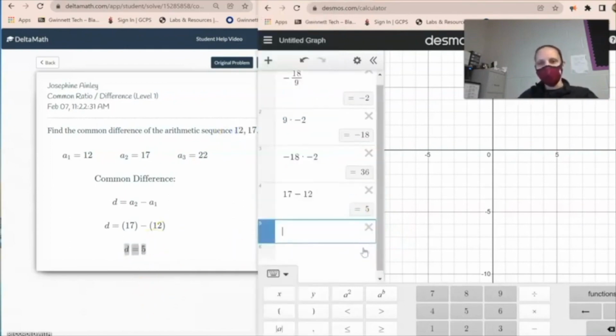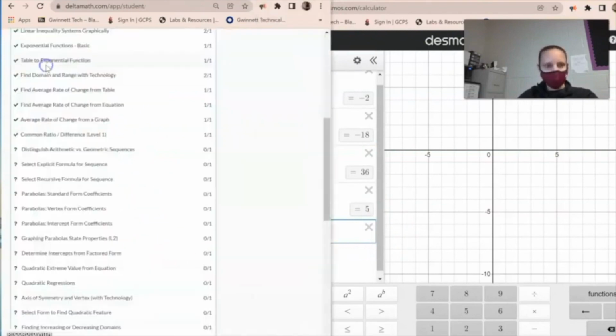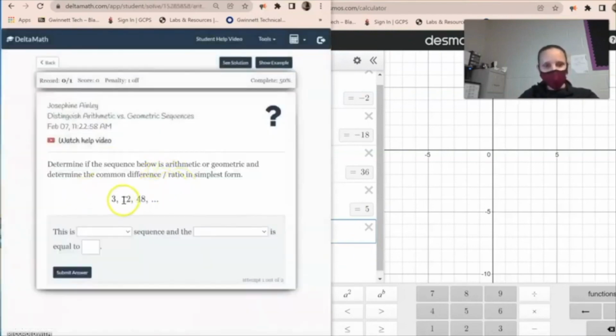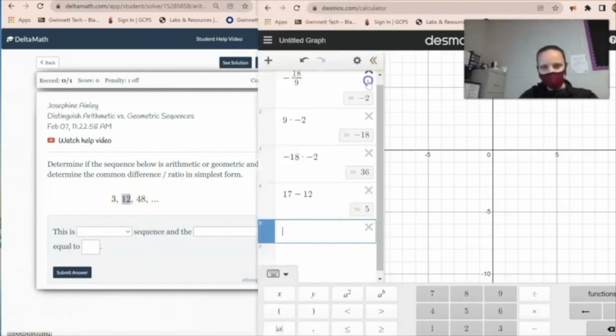So second number divided by the first number if it's geometric. Second number minus the first number if it's arithmetic. All right. Distinguish between those two. So are you adding and subtracting, or are you multiplying each time? So looking from 3 to 12, am I multiplying? Looks like times 4. If I do 12 times 4, will I get 48? I don't know. Let me check.